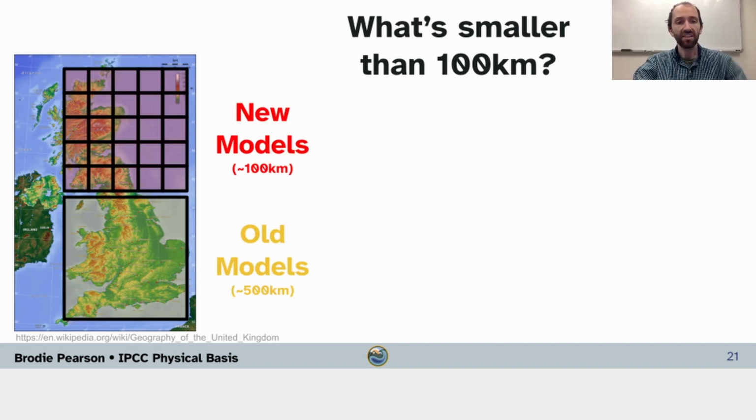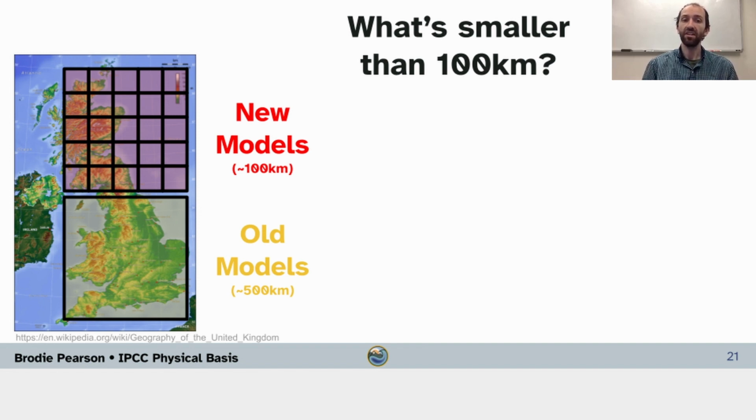Now to demonstrate this, I've chosen to plot a map of the UK. Now, if I overlay the grid resolution of old models and new models, so that's 500 kilometers and 100 kilometers respectively, you can see that the old models wouldn't be able to resolve regional climate within a country the size of the UK. They also wouldn't be able to resolve any of the topography, so that's denoted by these red regions which are mountainous and green regions which are low-lying and flat.